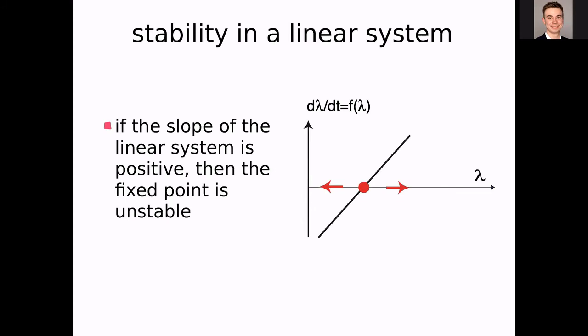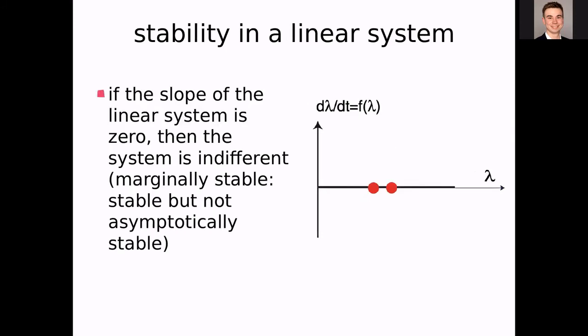But if there's a small perturbation to the left or to the right, and saying left or right is a little bit sloppy, but in this plot it's kind of true, then you would just go away from your fixed point. And this is what we call an unstable fixed point. Okay, so this is when the slope is positive.